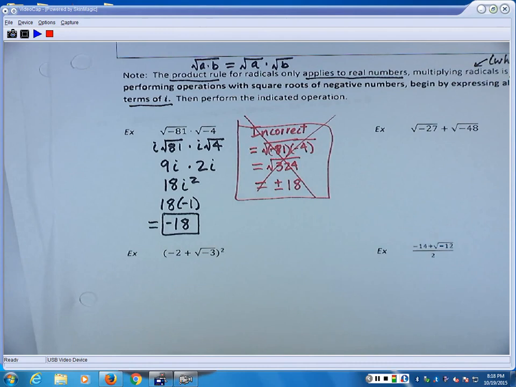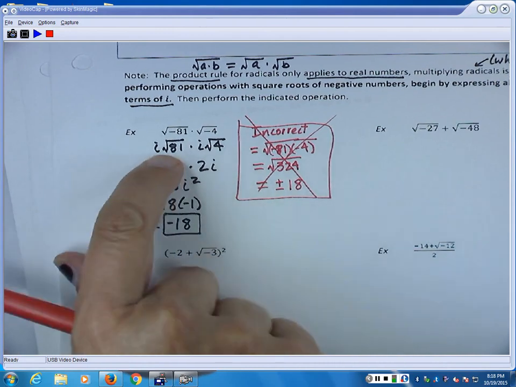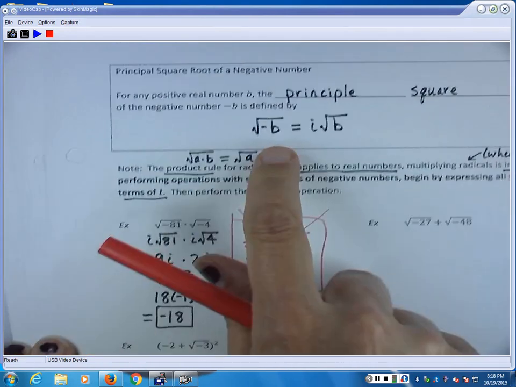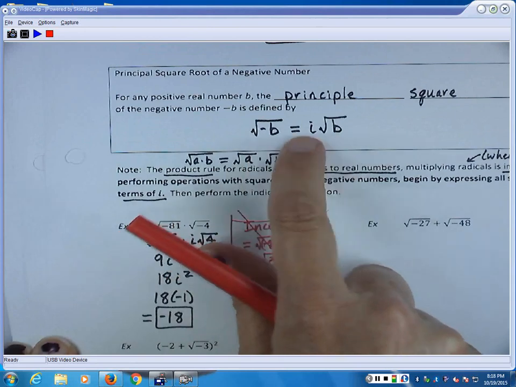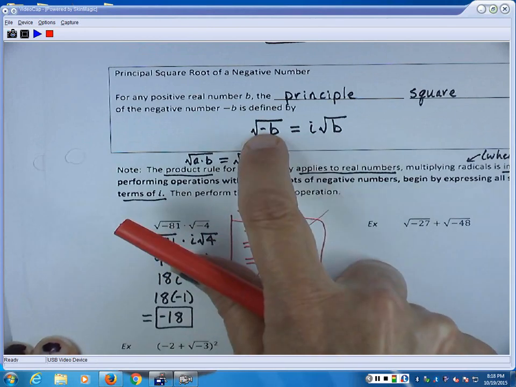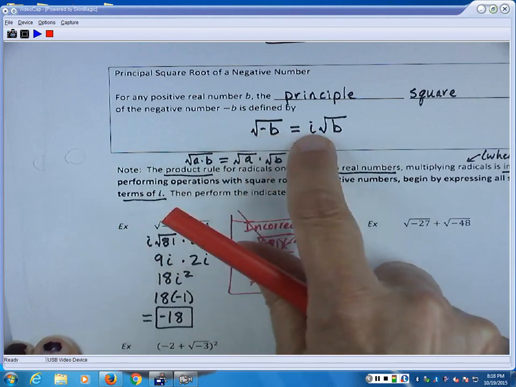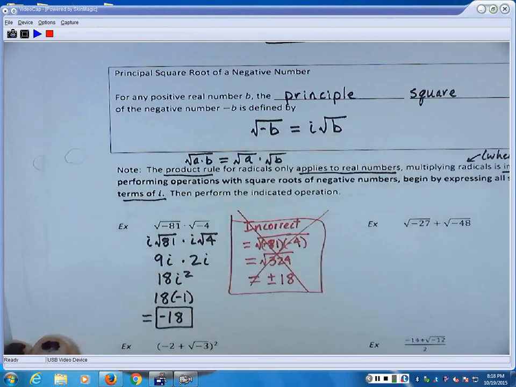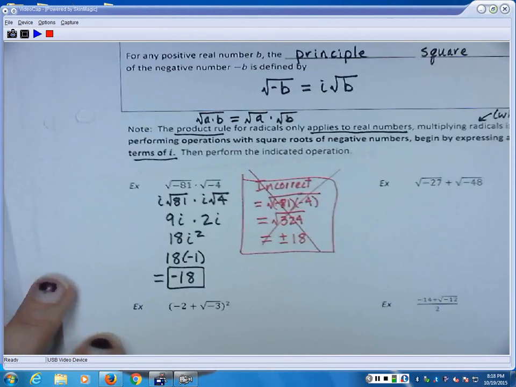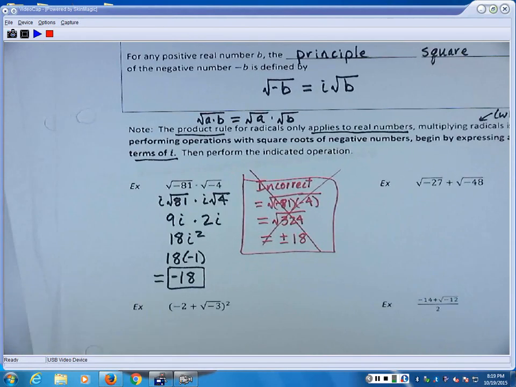So when you're working with these things, you're going to use this property right here and start by expressing all your square roots of the negative numbers as i times the square root of that number. So would you say that that incorrect way might be a good way to see if we're on the right track with the answer? Like a check your answer kind of thing?